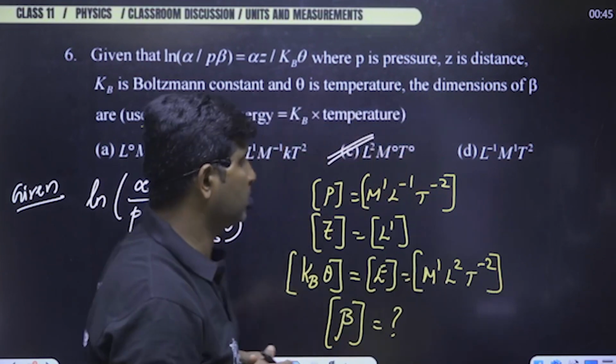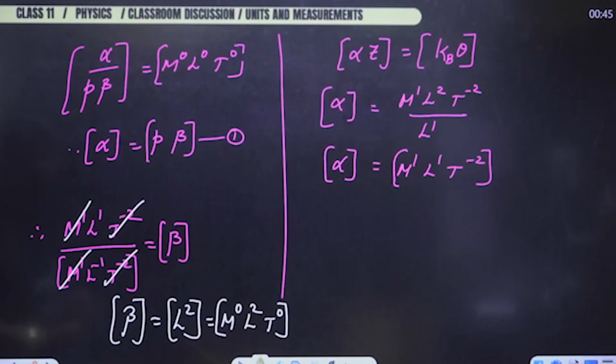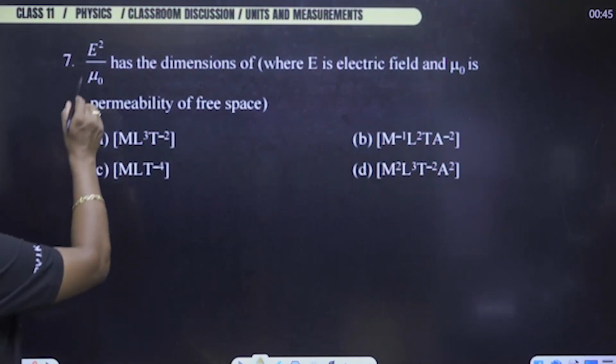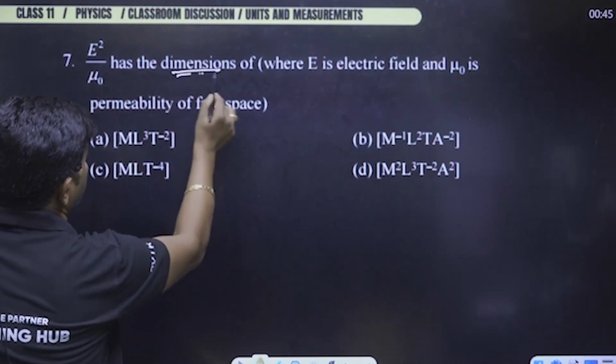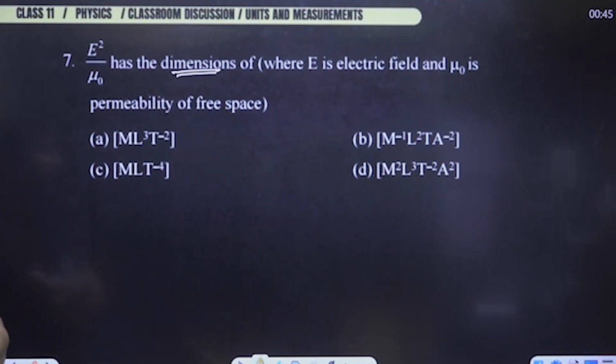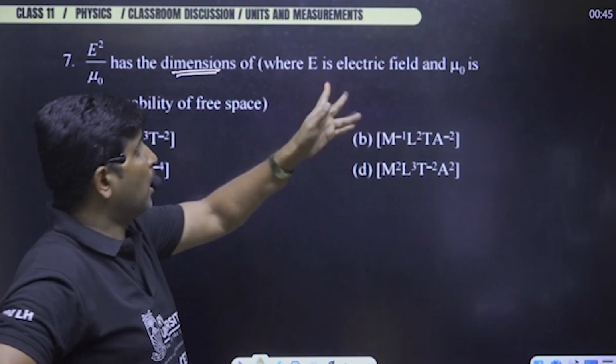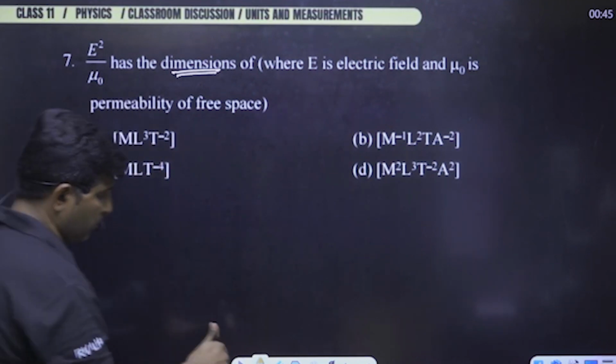They are dimensionless quantities. Okay, now let's move on to the next question. What they are saying to us here: e square divided by mu naught has the dimensions of... Okay, let us see here. E is the electric field and mu naught is the permeability of free space.